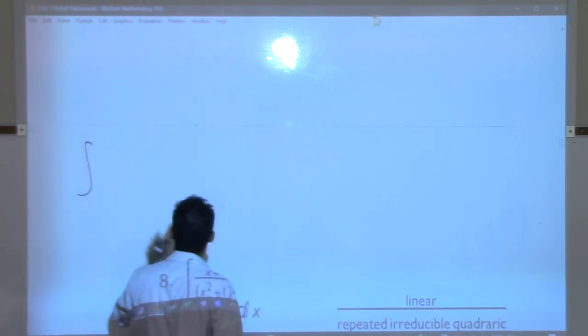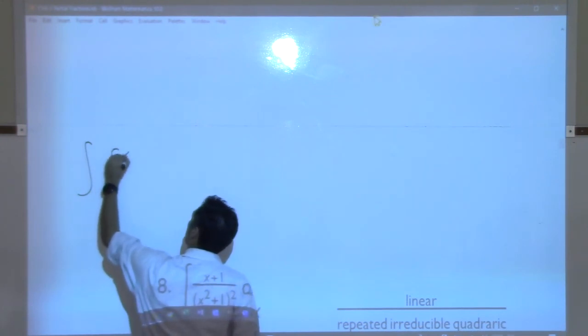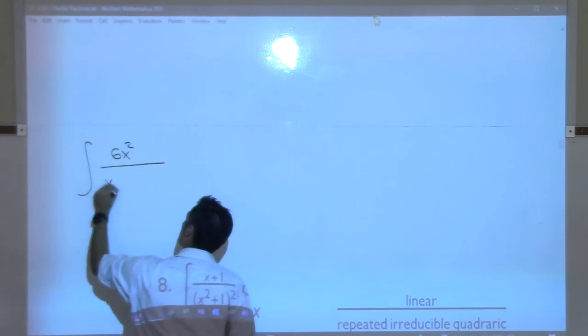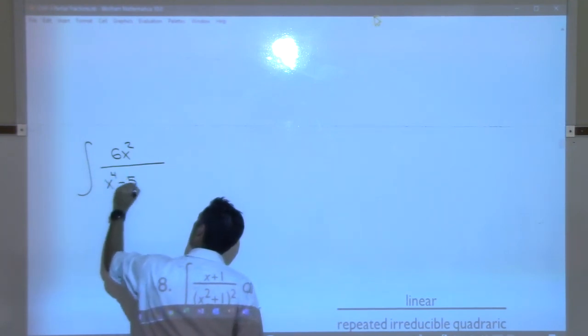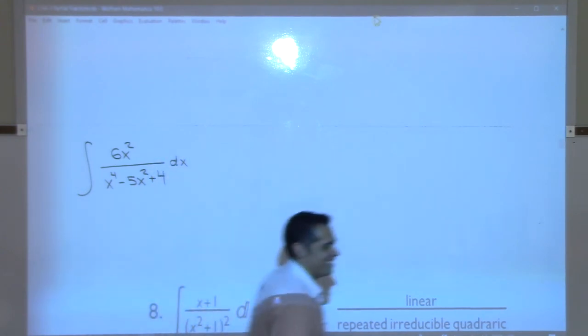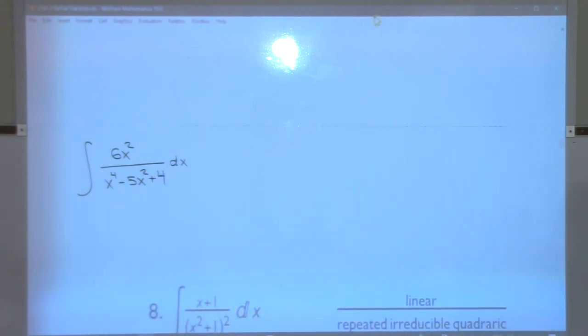Okay, on the top, 6x squared. On the bottom, x to the 4th minus 5x squared plus 4. Oh, not that one, though. No, I'm just kidding. Okay, so I've never done this problem, so let's see how this goes.